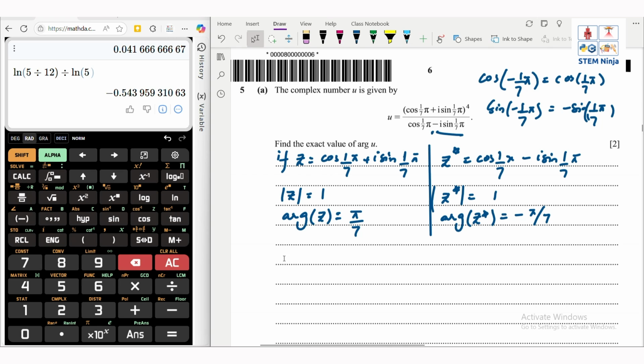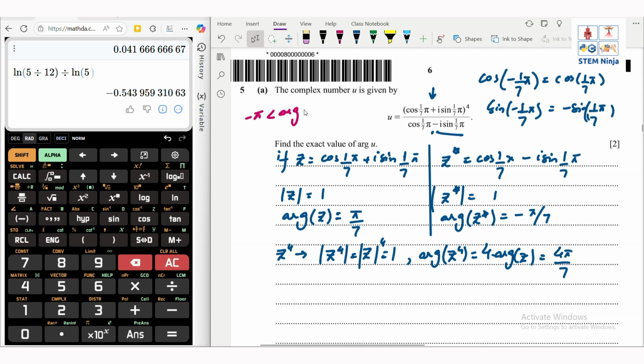Now, z raised to power 4, we know that the magnitude of z raised to power 4 is 1. And the argument of z raised to power 4 is going to be 4 times the argument of z, which is 4 pi by 7, which, if you notice, is still between, sorry, minus pi to pi. The argument of any complex number should be between minus pi and pi. So it is in between that range.